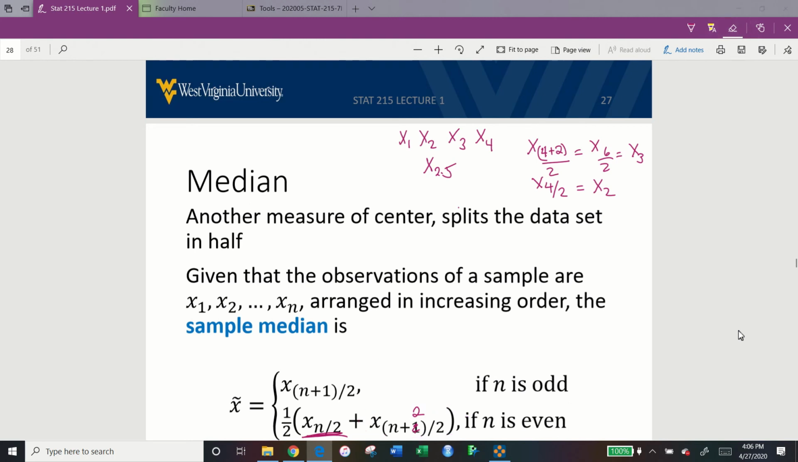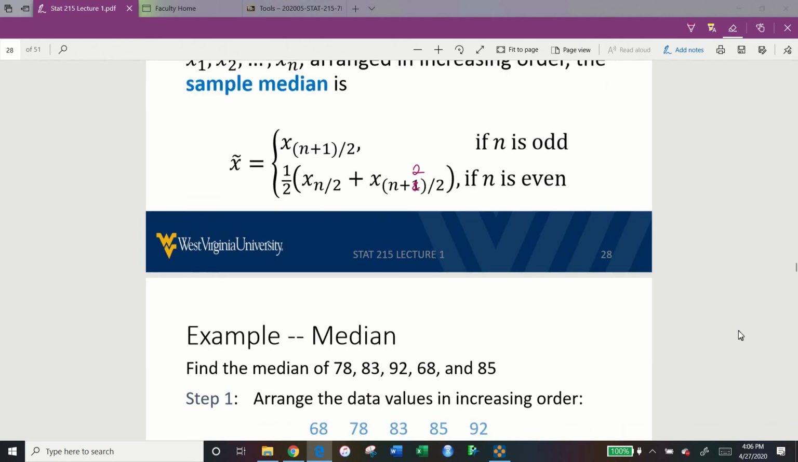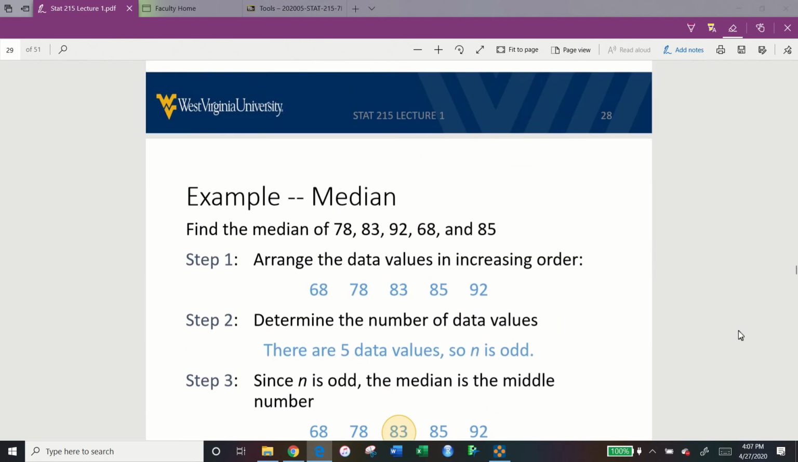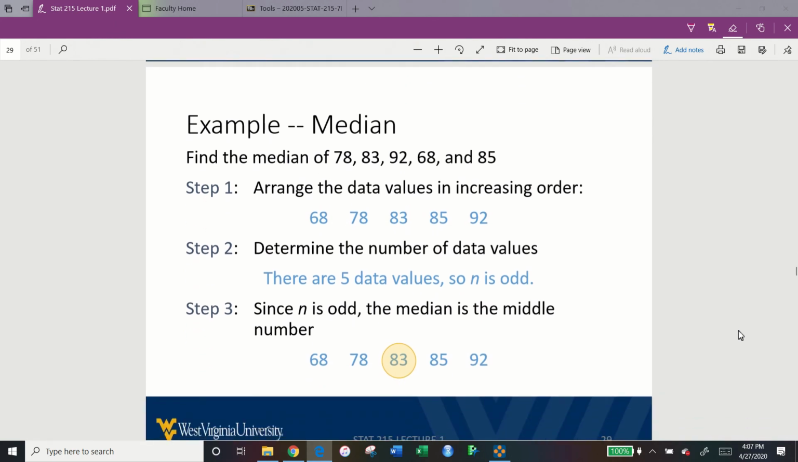That was harder than expected, wasn't it? Okay, so now that we've established how to get the median, let's move on and do an example to further test. As you can see, this example's already worked out for us, but hey, let's double check my work. Find the median of 78, 83, 92, 68, and 85.